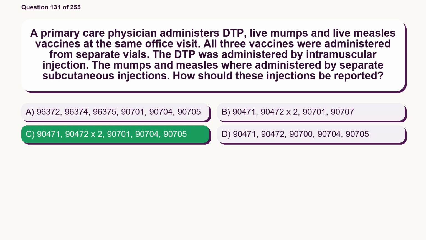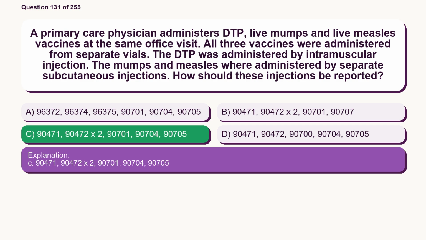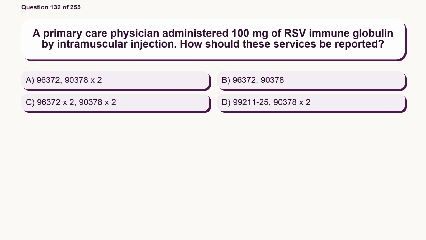90,471, 90,472 x2, 90,701, 90,704, 90,705. C. 90,471, 90,472 x2, 90,701, 90,704, 90,705.